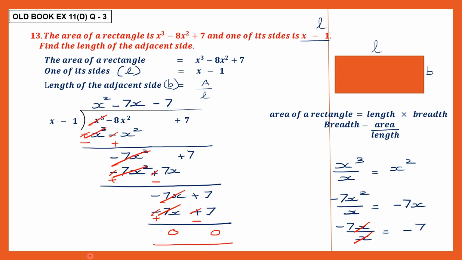So now our quotient is the answer, and this is the length of the adjacent side. So let's write it down here. The length of the adjacent side is x square minus 7x minus 7. So this is our answer. We have found the length of the adjacent side.